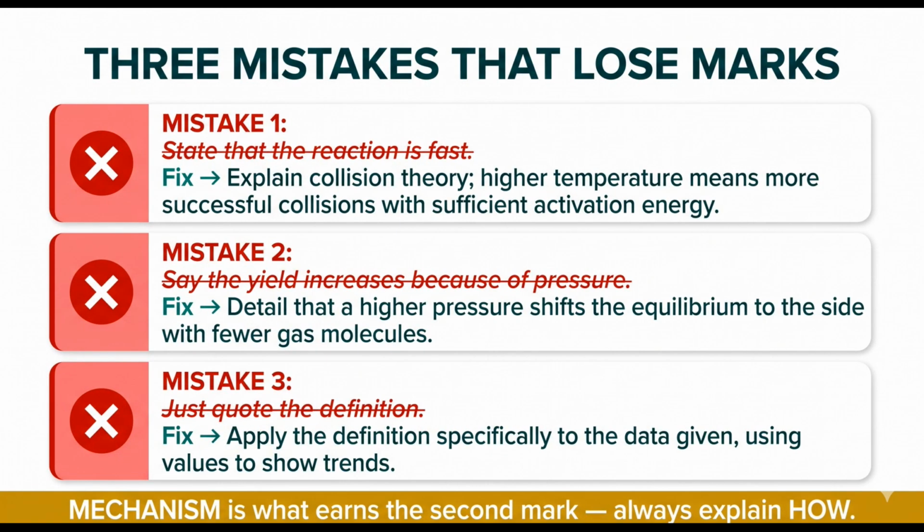Before the final recap, let's fix the 3 most common mistakes that lose marks in this topic. Mistake 1: describing prop roots without explaining the mechanism. Writing prop roots hold the tree up gets you 0 marks. You need to explain how the wide spread distributes weight across soft mud, reducing the grip needed at each point.